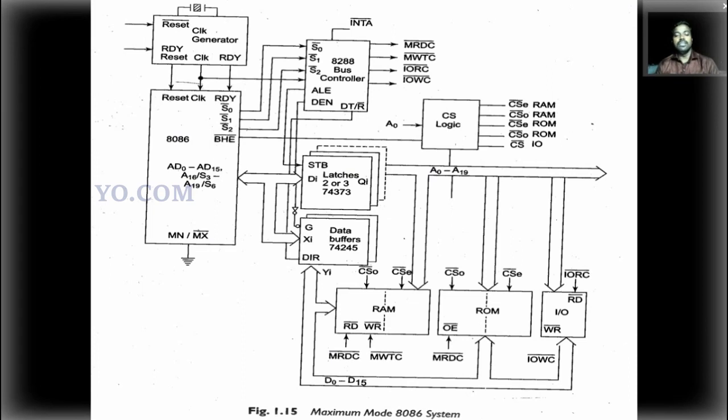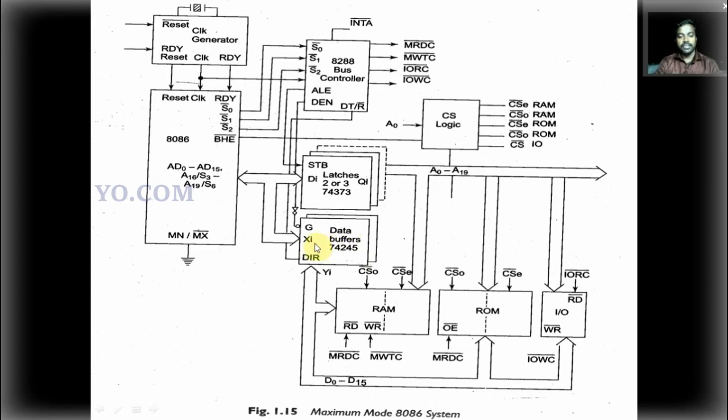So this is the block diagram of the maximum mode system design. The maximum mode system design is almost the same as the minimum mode system design, except one thing, that is a bus controller. The bus controller is an extra block. The remaining latches are the same as in the minimum mode system design. Data buffer: here we are using a data buffer instead of a transceiver. In some cases we can use the transceiver also.